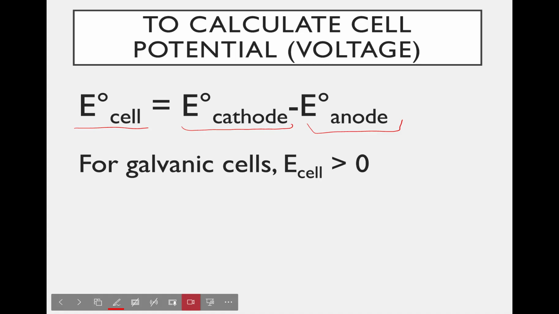For galvanic cells, which are also known as voltaic cells, your cell potential is always over the value of 0, and your reaction will be spontaneous. For electrolytic cells, your cell potential will be less than 0, and your reaction will be non-spontaneous.